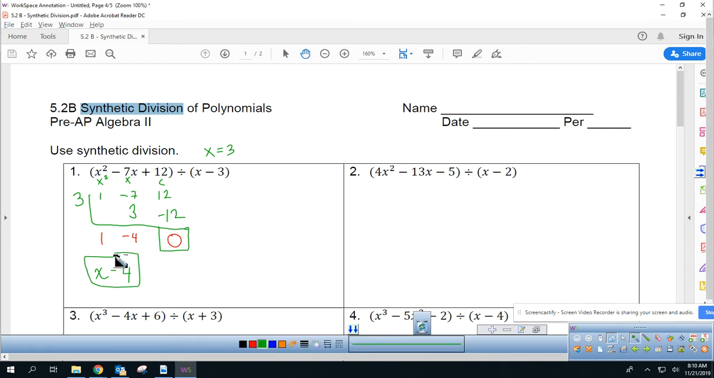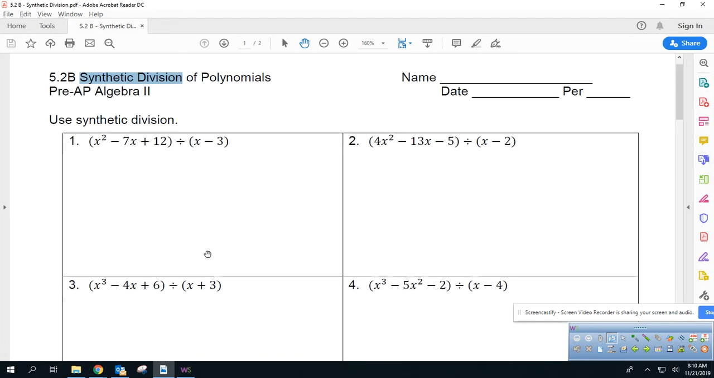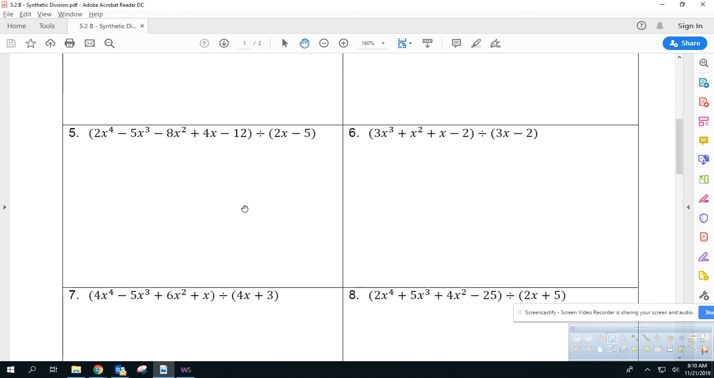And that's how you do synthetic division. It is a much faster way than long division. Okay, we're going to do one more example here. I'm going to do example number, let's do number 5 here.